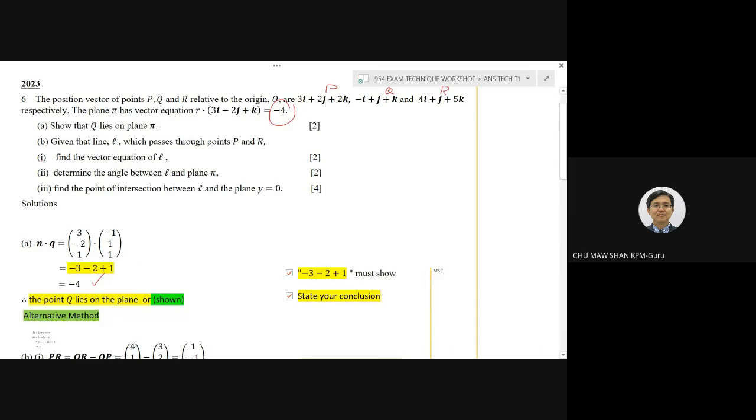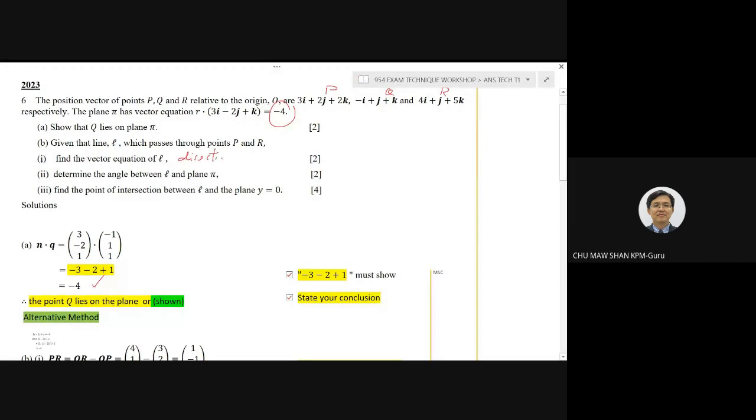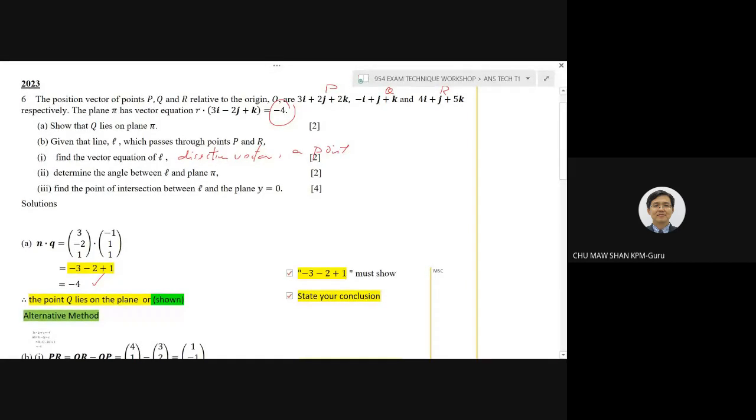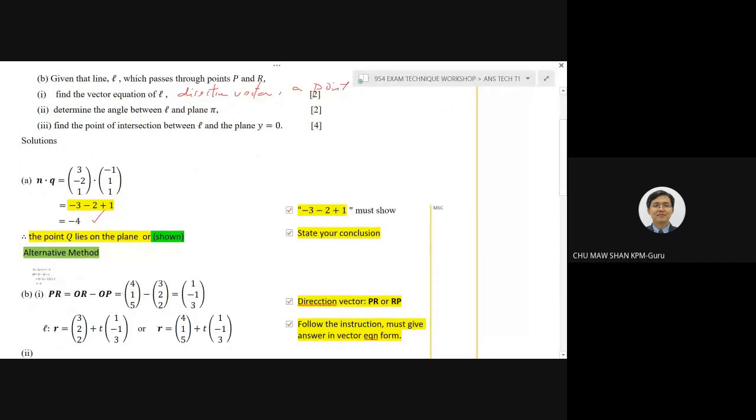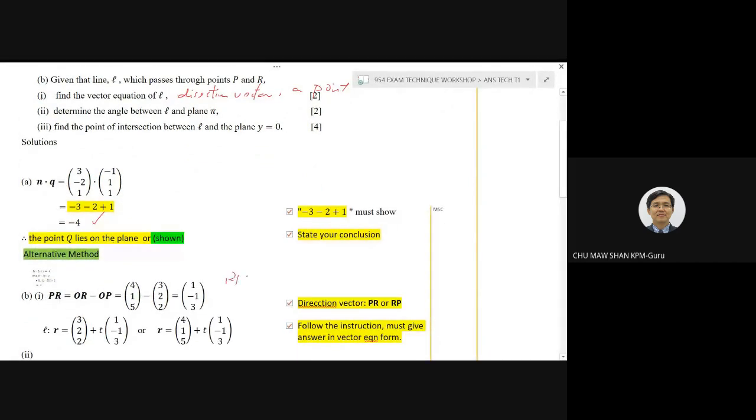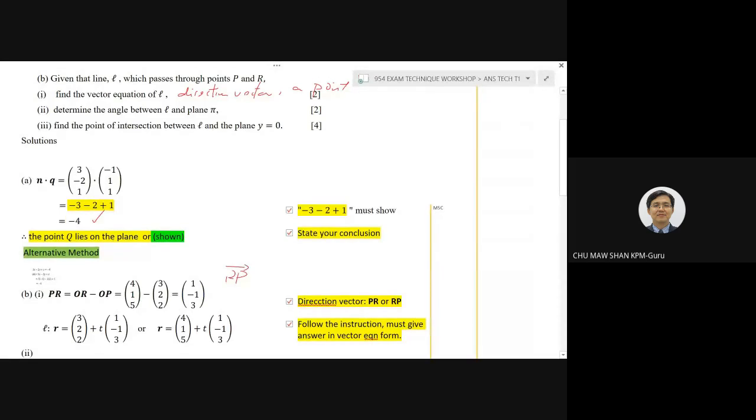All right, next. Given the line L, which passes through the points P and R, then find the vector equation of L. To get the vector equation of L, we need two things only: direction vector, and a point. So direction you can get PR. Use PR or use RP. PR boleh, RP pun boleh. Point, you can use P, can use R.